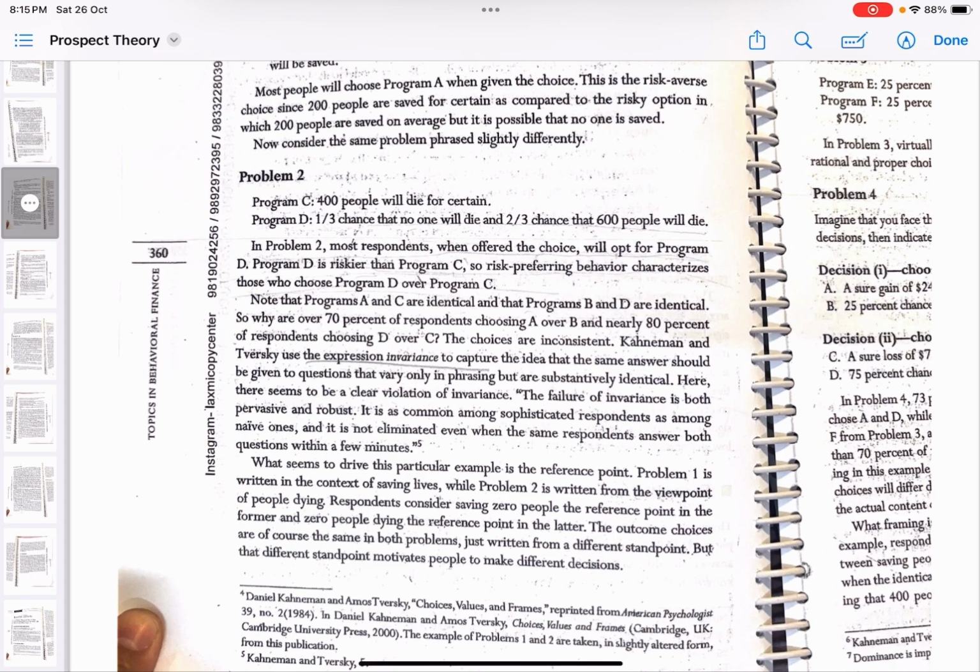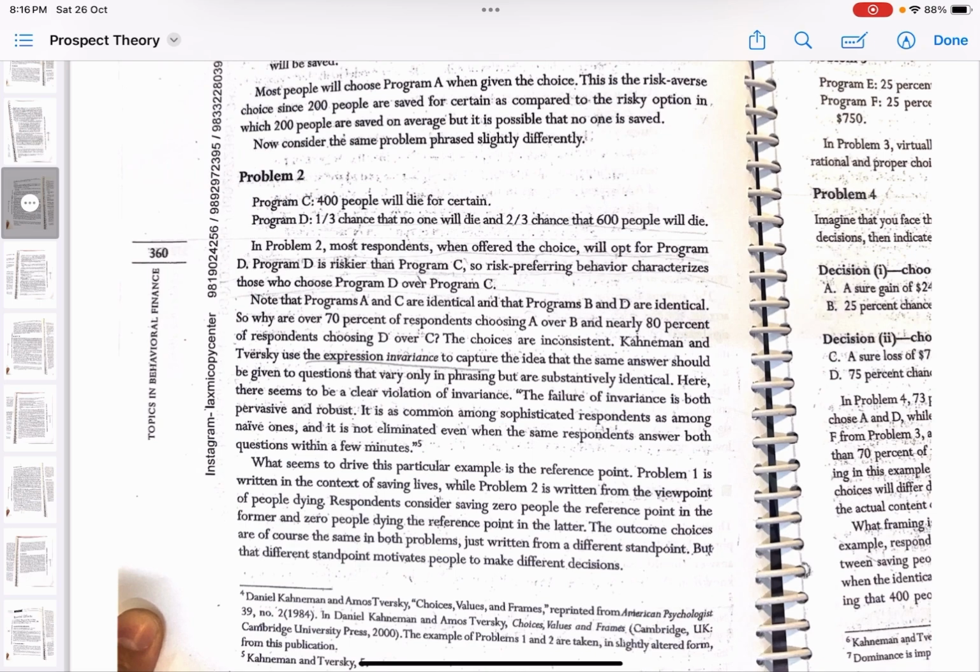Note that program A and C are identical and B and D are identical. So, why are over 70% of respondents choosing A over B, and nearly 80% of the people choosing D over C? Think about it. Their choices are inconsistent. So this is called invariance, that even if the questions are phrased differently, people need to give the same answer. The failure of invariance is both pervasive and robust.